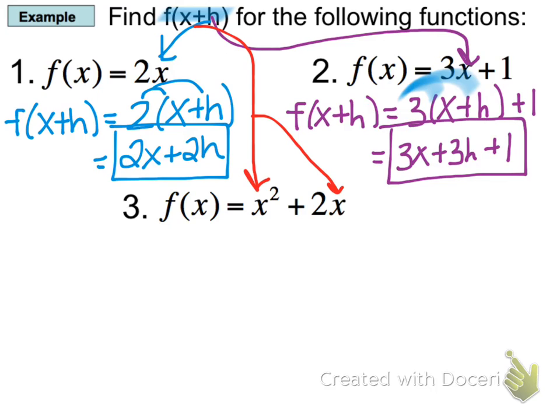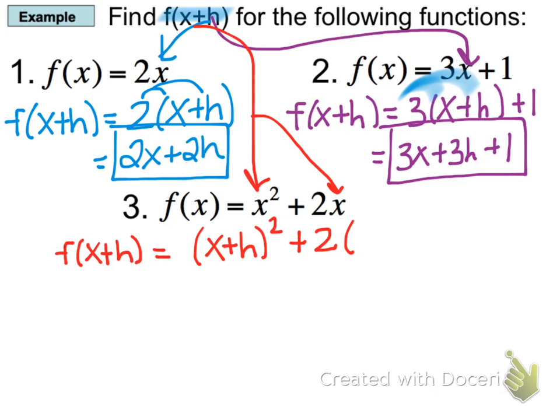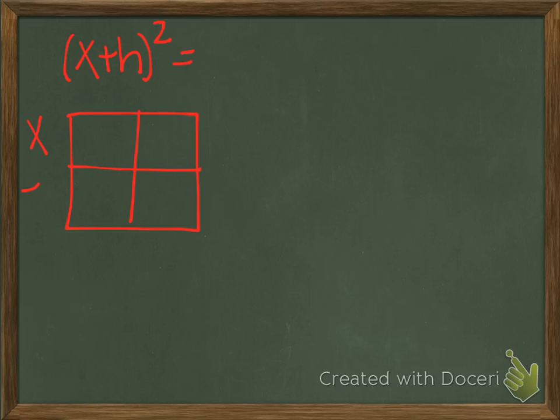So let's go ahead and first write out what we're going to need to do. So we're going to have x plus h, and we're going to have to square that first. And then we're going to have to multiply x plus h by 2. So let's go ahead and on the side of our paper use our rectangle to solve x plus h squared. So it's going to be x plus h times x plus h.